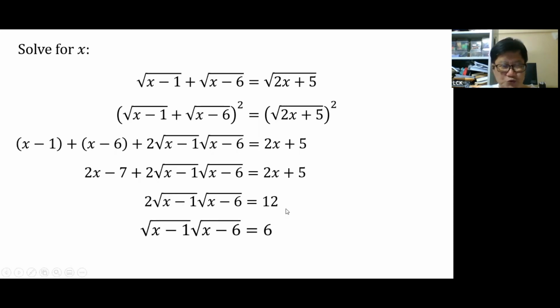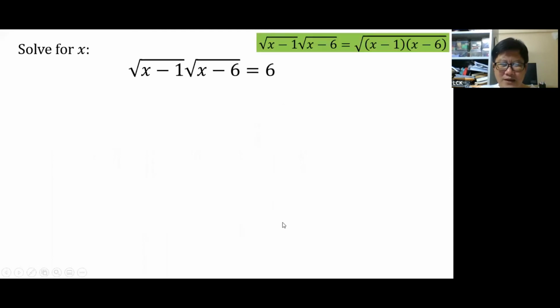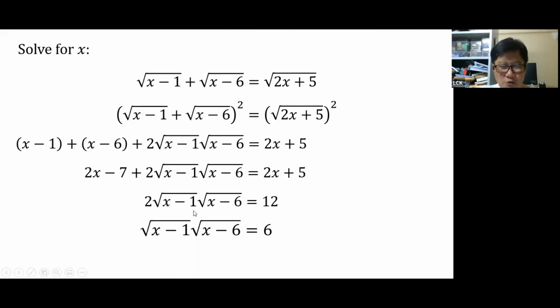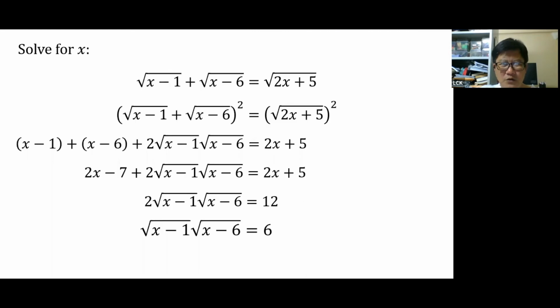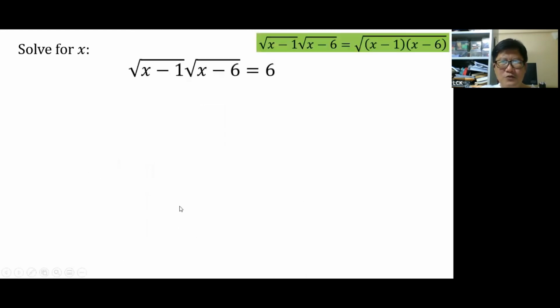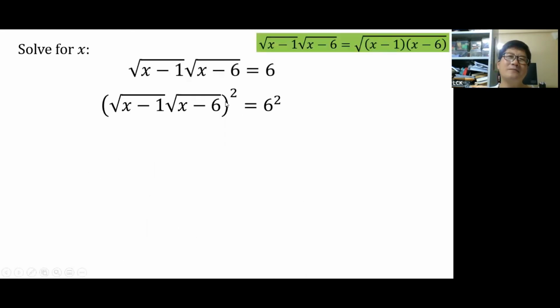Divide throughout by 2. So that 2 disappears, and this 12 divided by 2 is 6. All right? Now, this is really the square root of (x minus 1) times (x minus 6). And that's why I said, although it looks like there's two square root signs, there's really just one there. Okay? Now, again, you have this here. So what you do is just square it again.